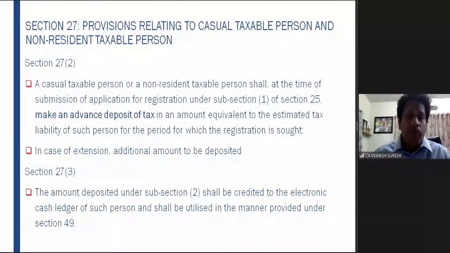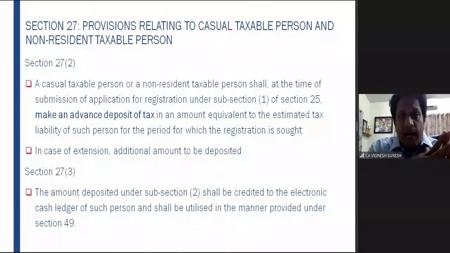Section 27 subsection 2 speaks about the casual taxable person. What is another important point which is required? He needs to make an advance deposit of tax. This is not there in your regular GST registration concept.